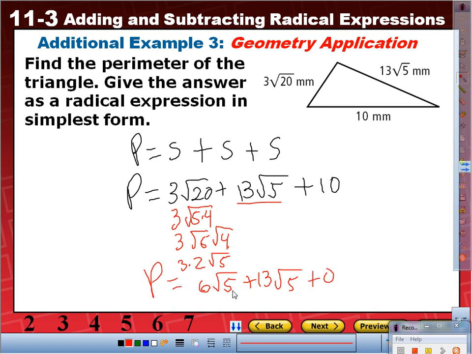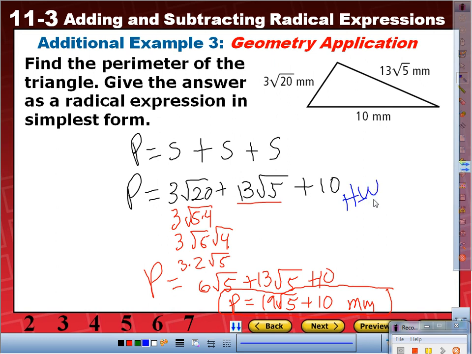Can I combine these now? Yeah, so what is 6 plus 13? 19 square root 5 plus 10, and that is in millimeters. And that's my perimeter. You can't combine these, because they don't have the same radical. You cannot. You can leave it like that.